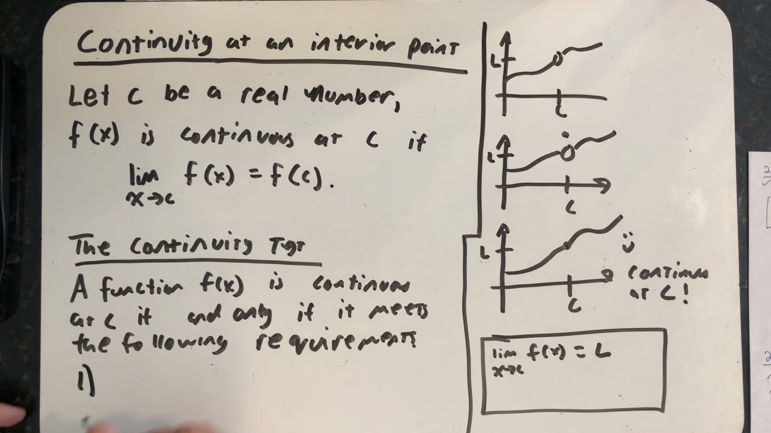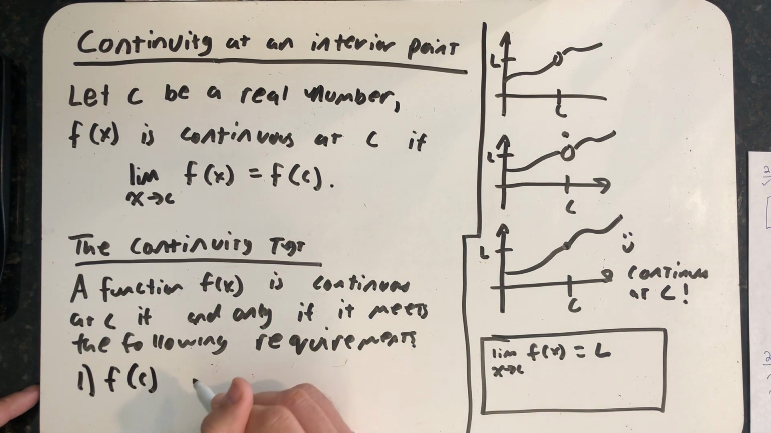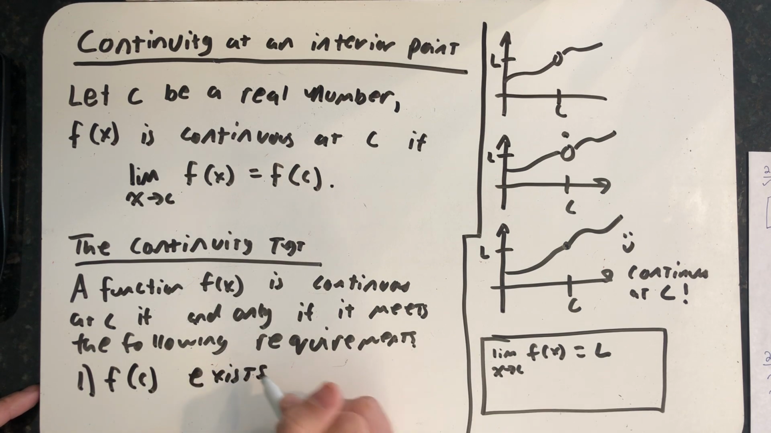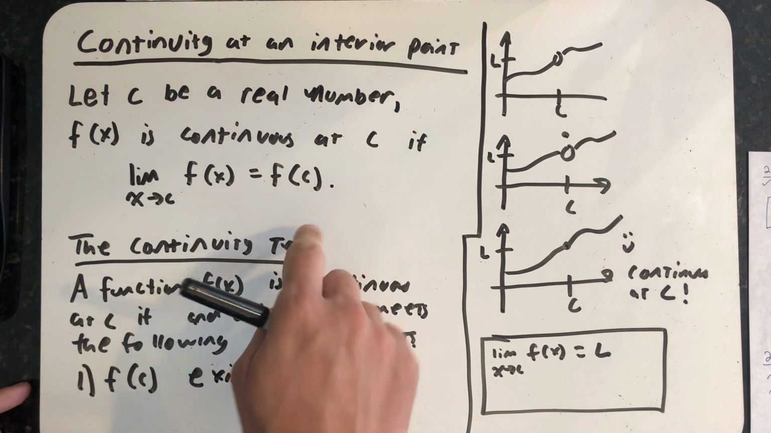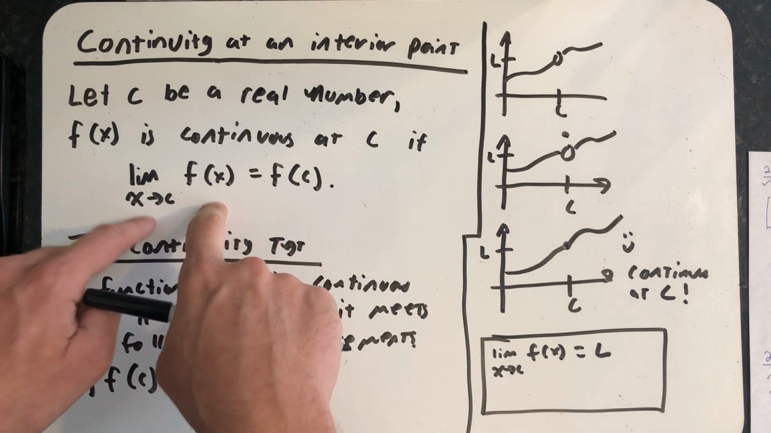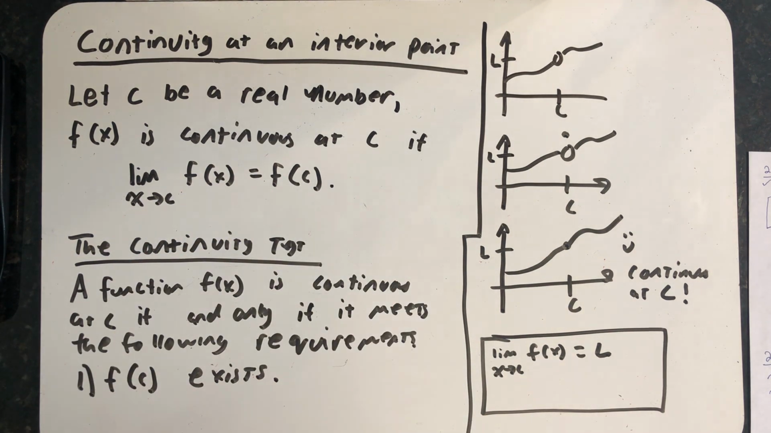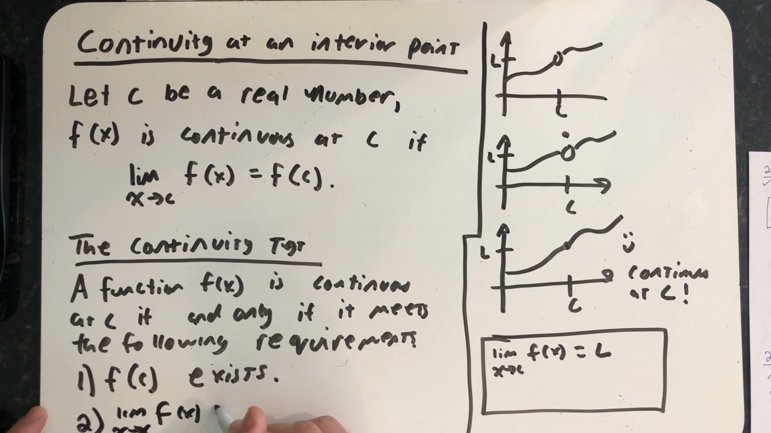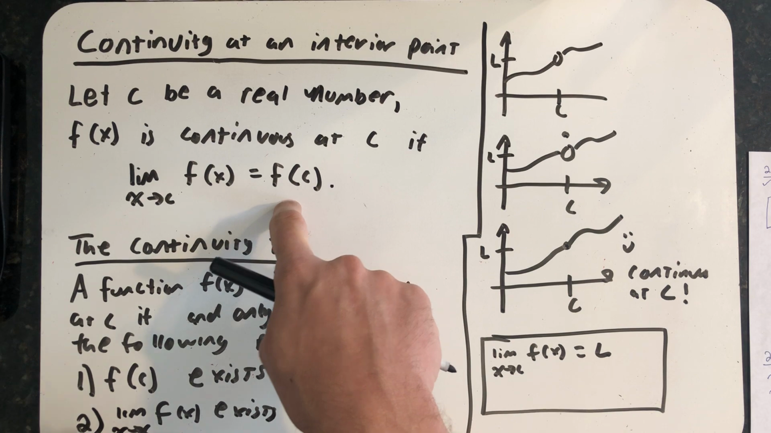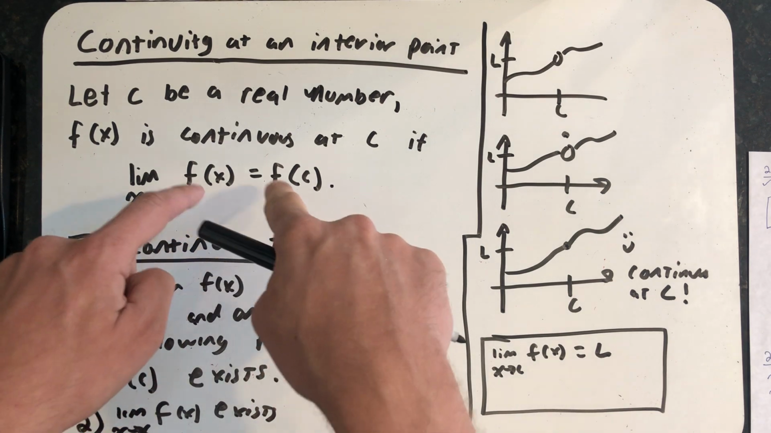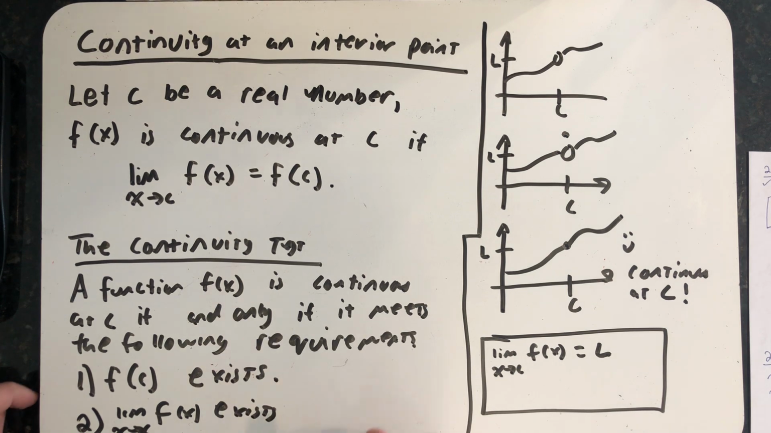One, the function value has to exist. Well, for this equation to be true, I need a real number on both sides. The limit only exists if this is a real number. So that's what this is checking for. Making sure that when I plug f of c in, I get out a real number. Two, the limit must exist. So number one is making sure I get a real number on the right-hand side. Number two is making sure I get a real number on the left-hand side. And then the third and final part of the continuity test is that those two values are the same.